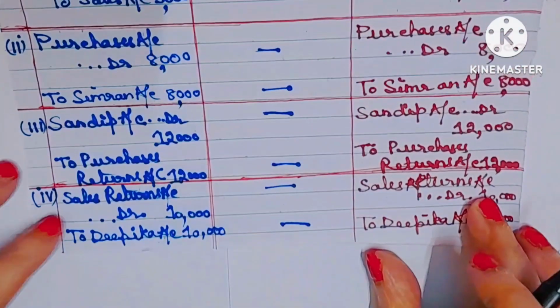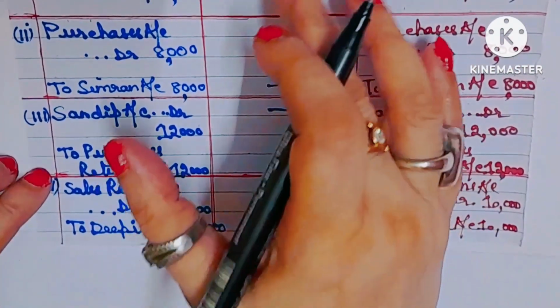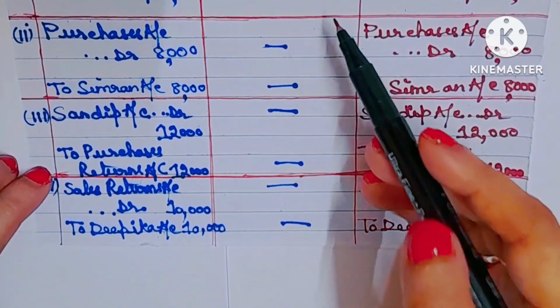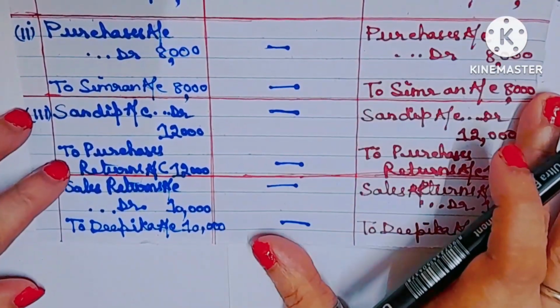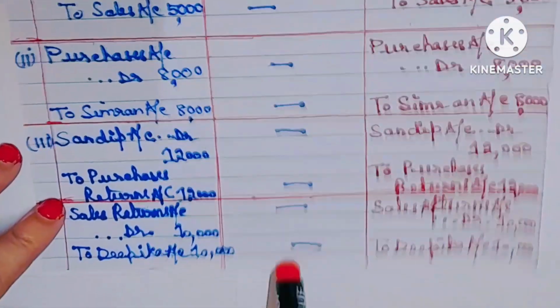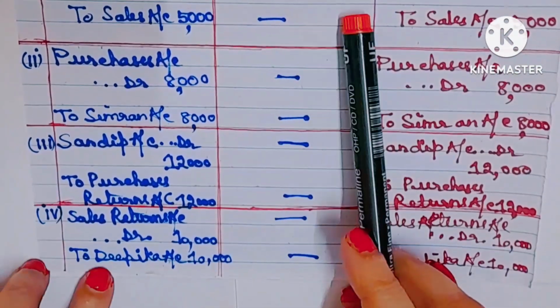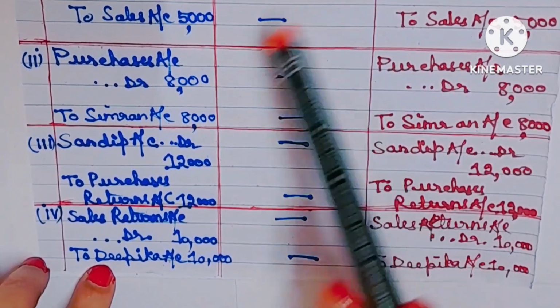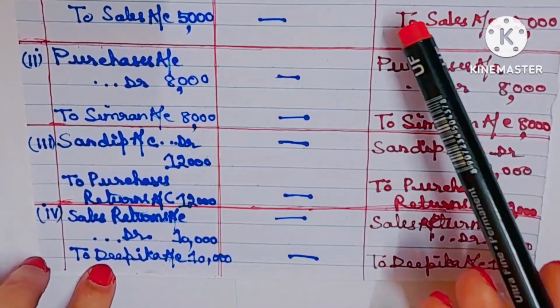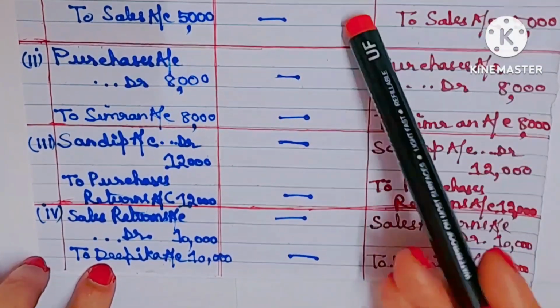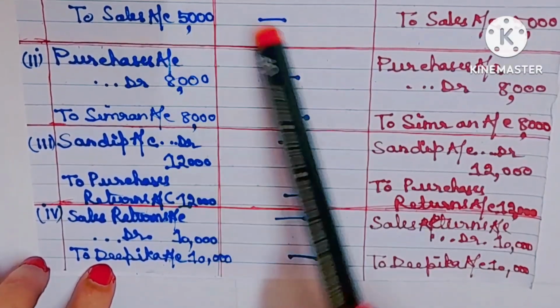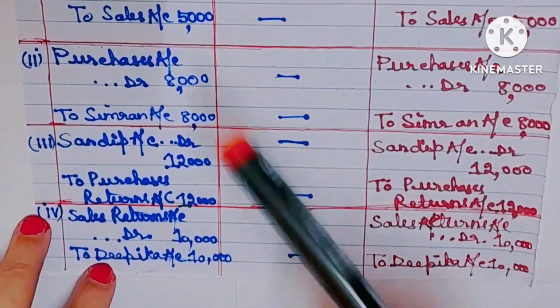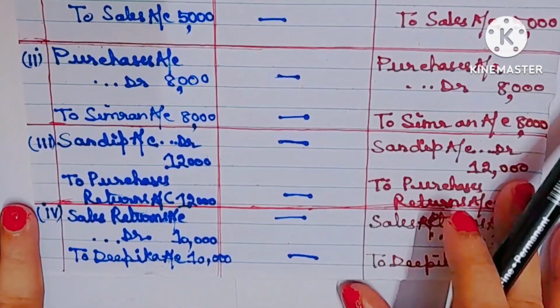Please remember, if nothing has been recorded on the debit side as well as on the credit side, just copy the correct entry and you'll get the rectifying entry. Understood? Please remember, if nothing has been recorded in the wrong entry on the debit side as well as on the credit side, how to rectify the wrong entry? Just copy the correct entry on the debit side and the correct entry on the credit side, and the wrong entry will be rectified. Understood?